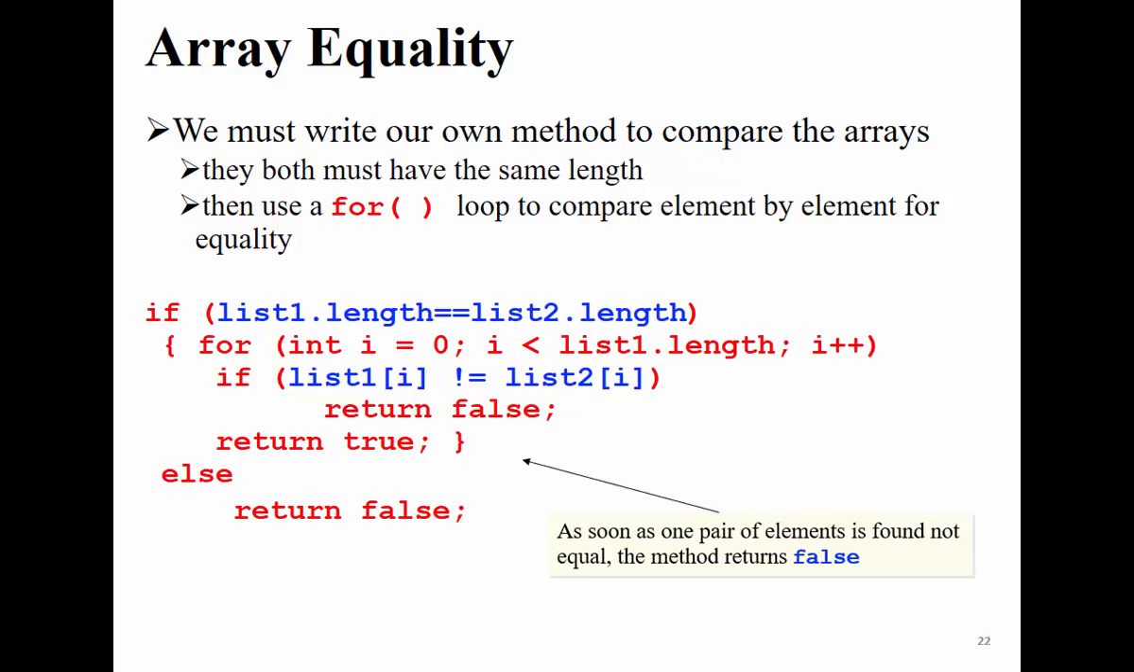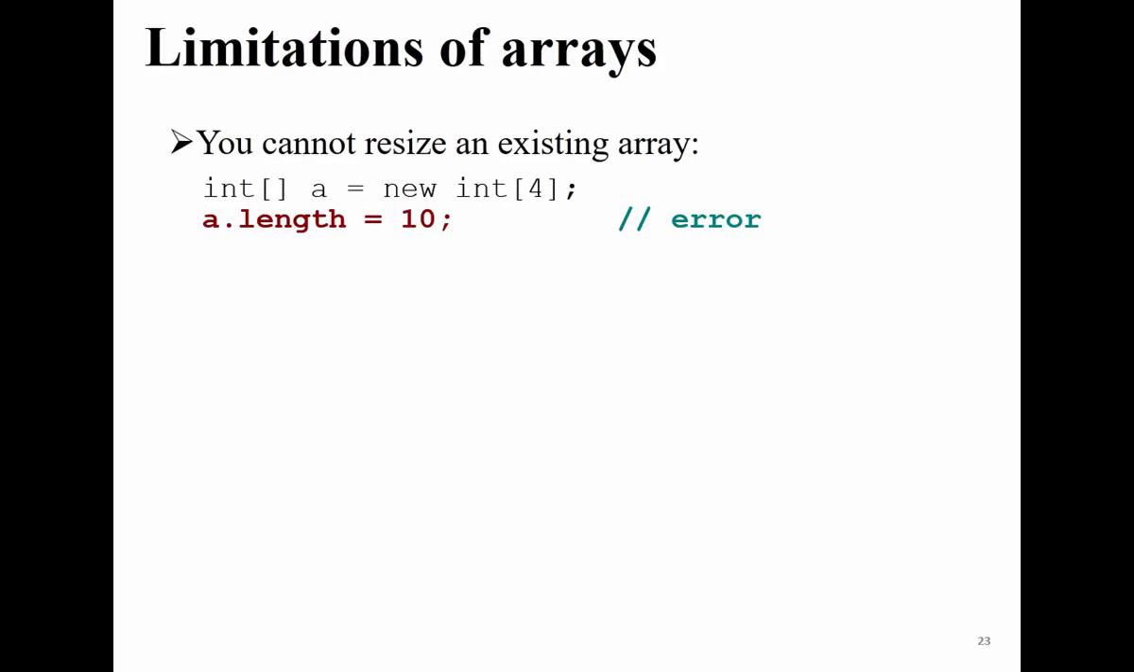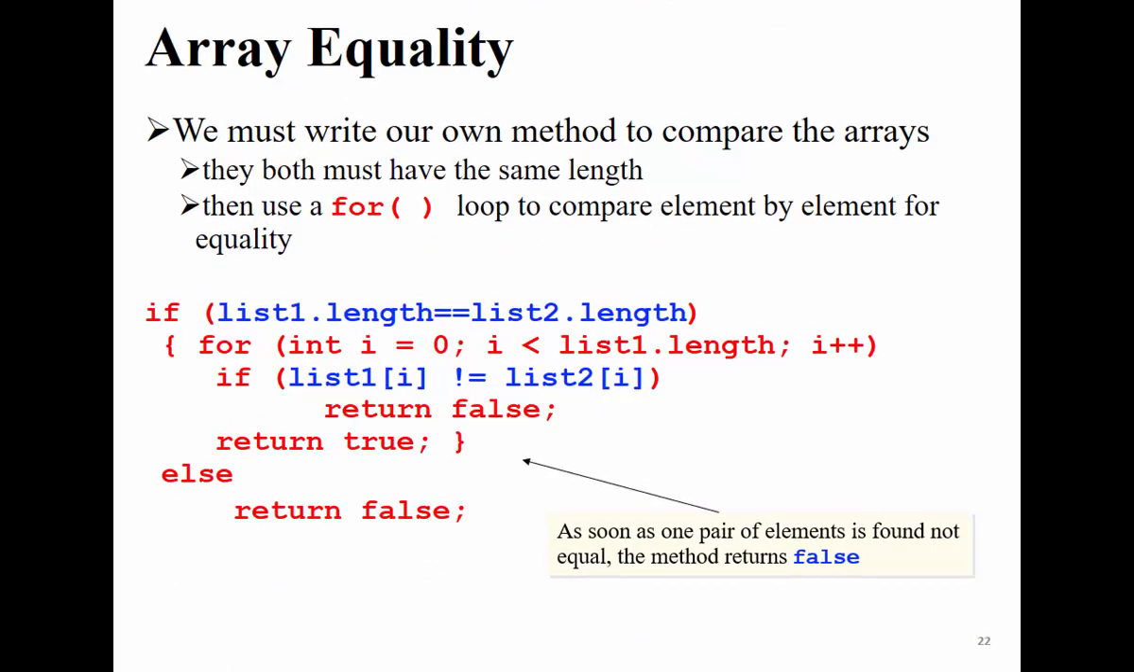Once we find at least one element is not equal, we return to the client that these two arrays are not equal. We return false. Okay? That's a check for equality. Just one more thing here to highlight. In this case, we are using the not equal sign, okay?